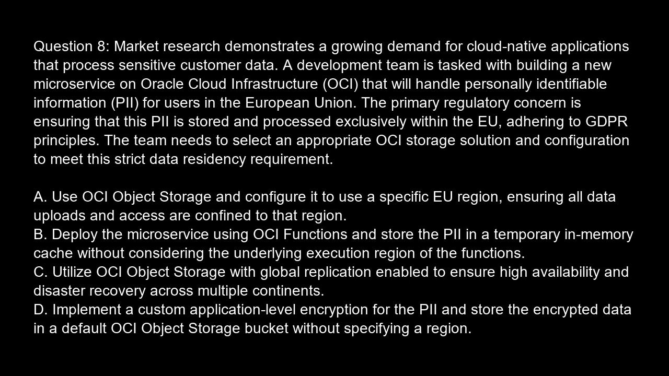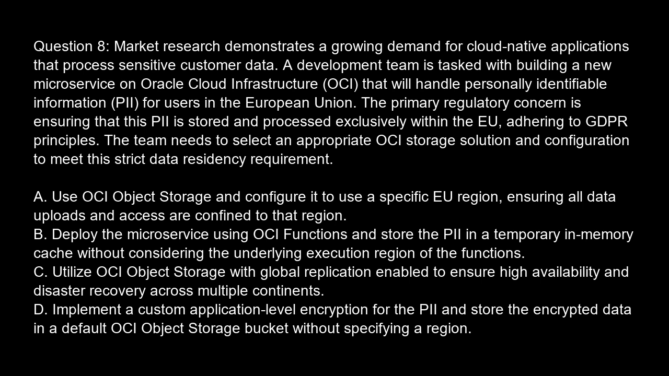Option A. Use OCI object storage and configure it to use a specific EU region, ensuring all data uploads and access are confined to that region. Option B. Deploy the microservice using OCI functions and store the PII in a temporary in-memory cache without considering the underlying execution region of the functions. Option C. Utilize OCI object storage with global replication, enabled to ensure high availability and disaster recovery across multiple continents.